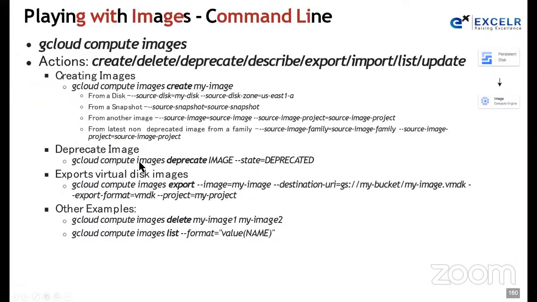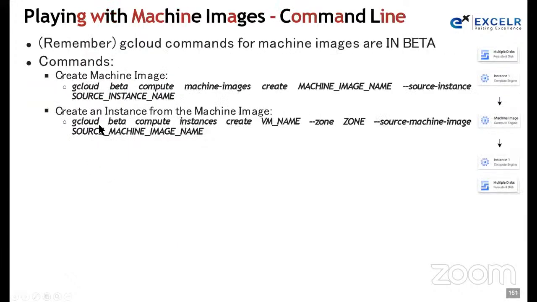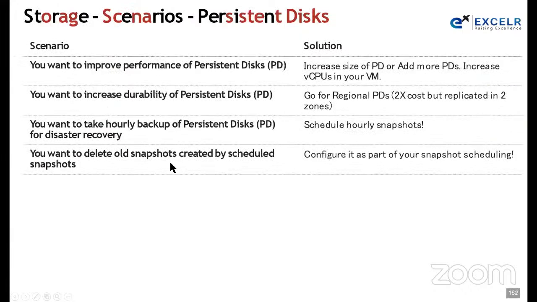Then this is the command line for working with the machine image. How do you want to create it? Beta compute machine image, create machine image name. What is the source for this, and so on. Okay, let us look at various scenarios: which disk to be used at what time and how.